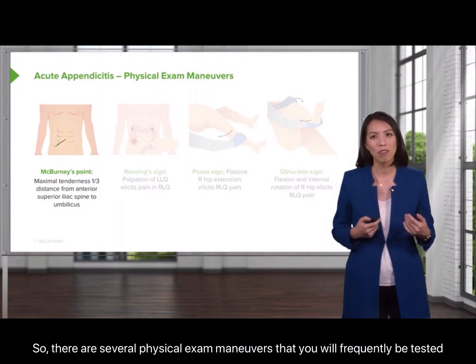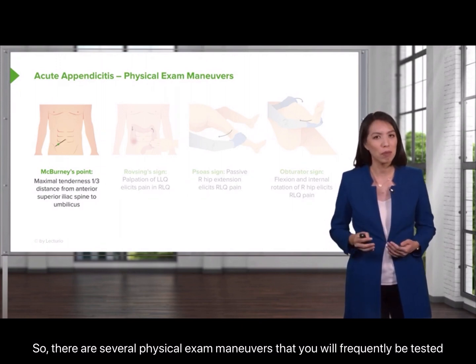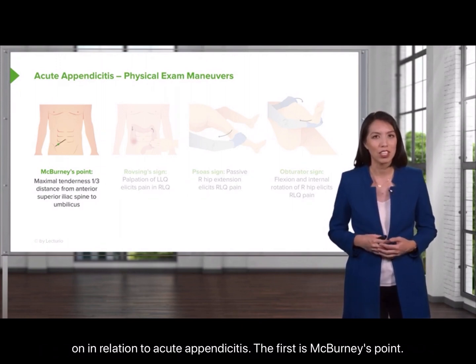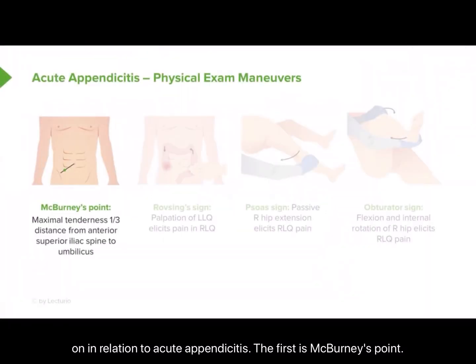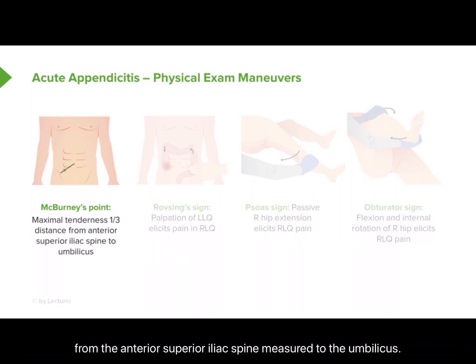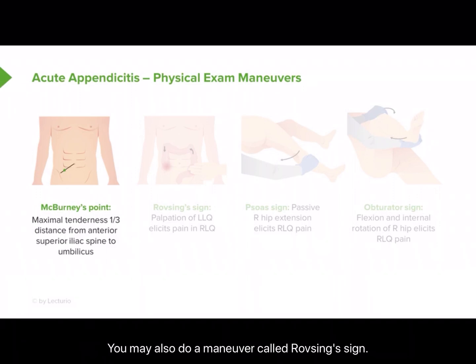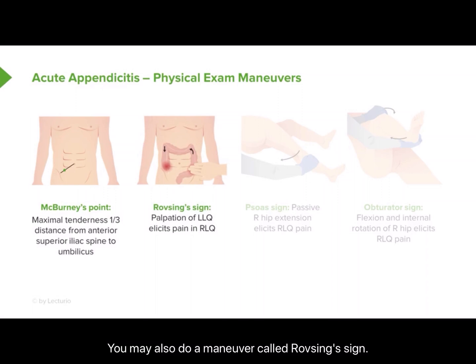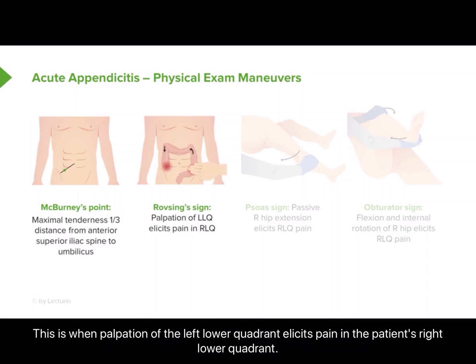So there are several physical exam maneuvers that you will frequently be tested on in relation to acute appendicitis. The first is McBurney's point. This is the point we use to describe maximal tenderness about 1/3 the distance from the anterior superior iliac spine measured to the umbilicus. You may also do a maneuver called Rovsing sign. This is when palpation of the left lower quadrant elicits pain in the patient's right lower quadrant.